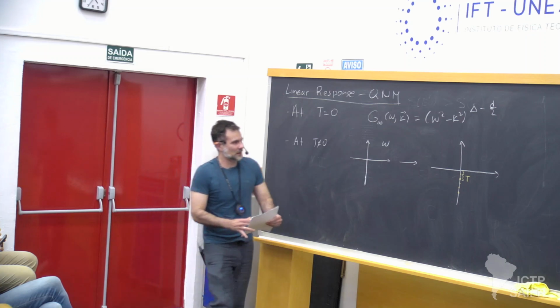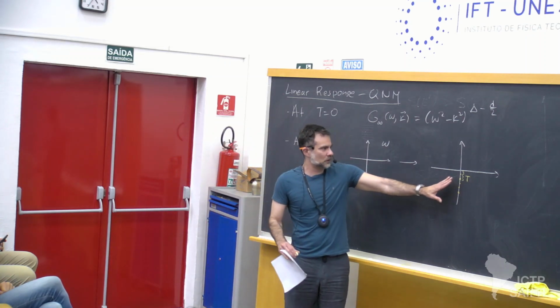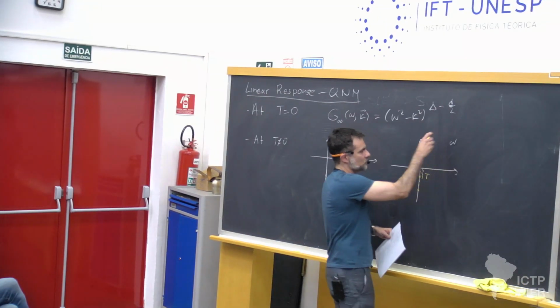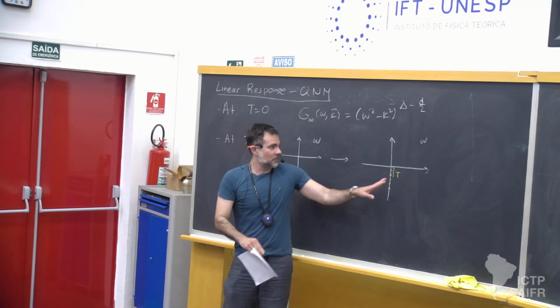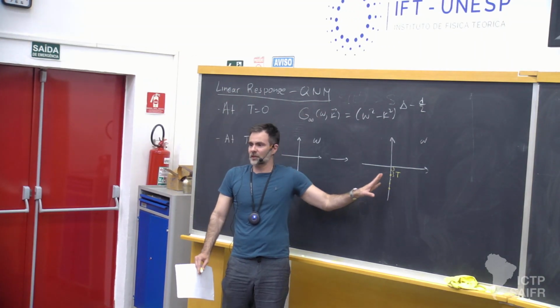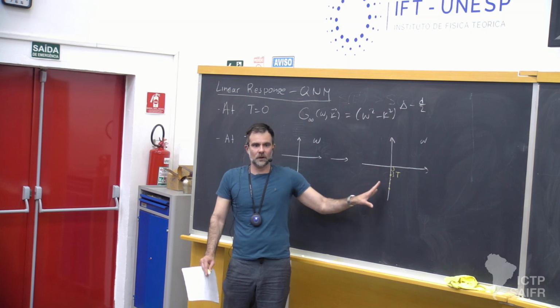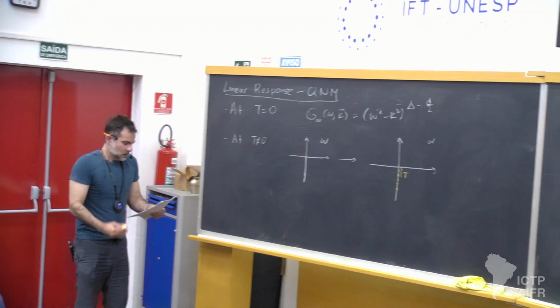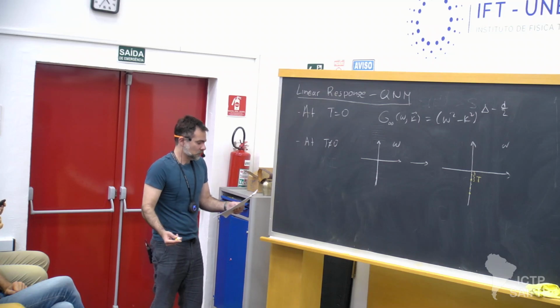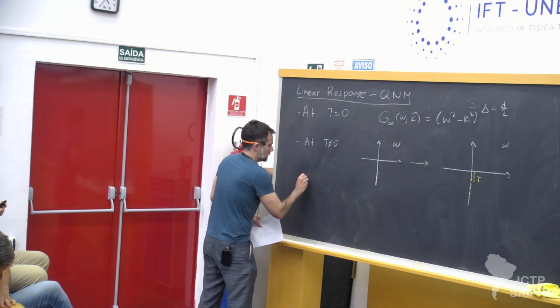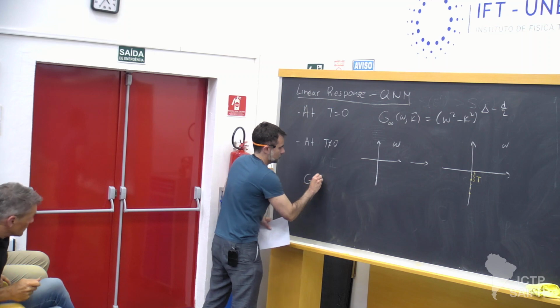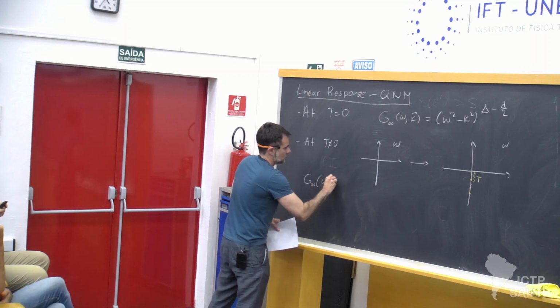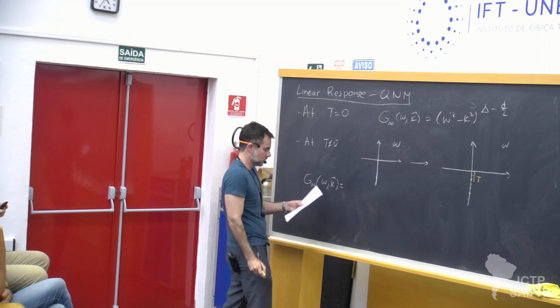Good. So, in fact, if you're wondering about the analytic structure of the Green's function at finite temperature, this is all you will see. Just a bunch of simple poles in the lower half plane. Nothing else. So what you can write for the Green's function is something of this form.